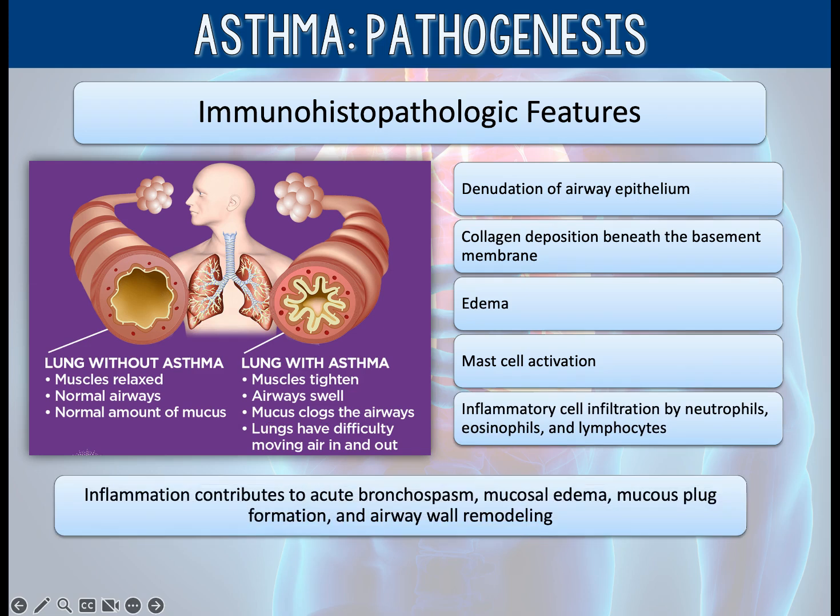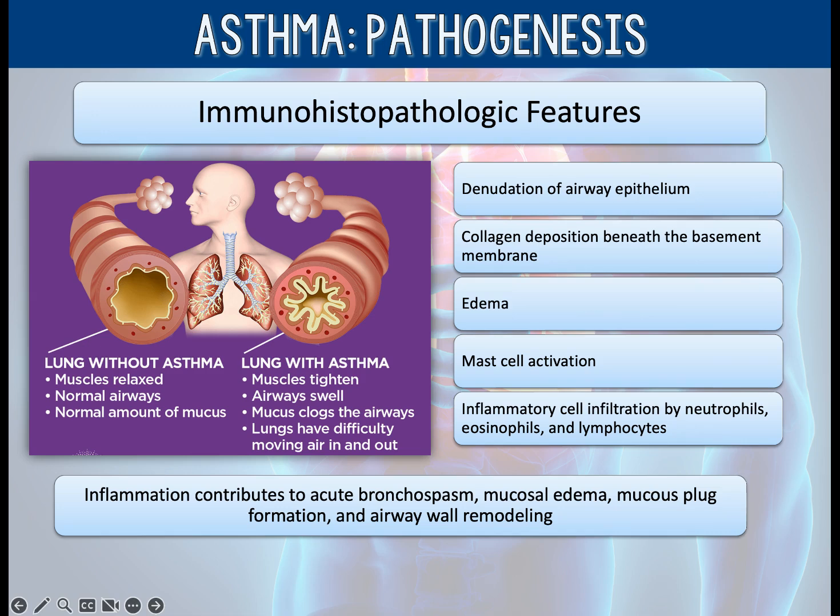And what happens there is you end up with inflammation that contributes to the bronchospasm, to the mucosal swelling, and you have these mucus plugs that form, and then your airway starts to remodel itself. And as you can see in the picture there, you have the lung without the asthma, and you've got nice airways, the lumen is nice and wide, your muscles are relaxed and airways are open, and you have just enough mucus to moisten the airways.